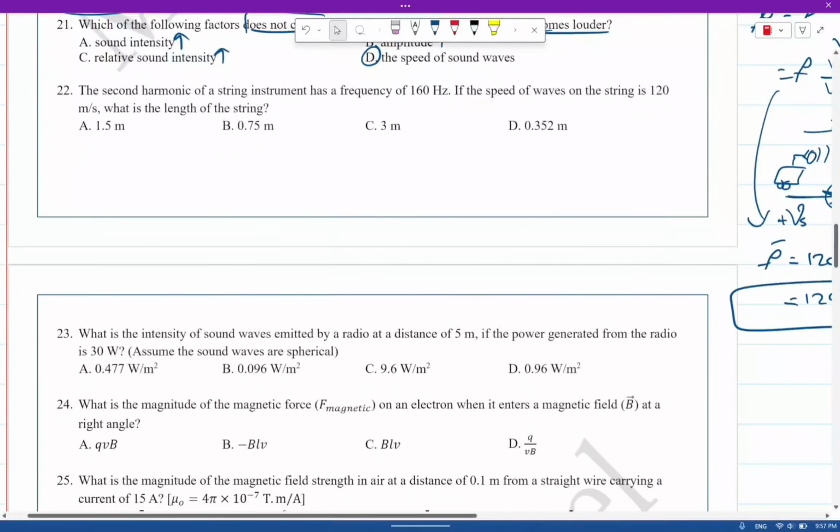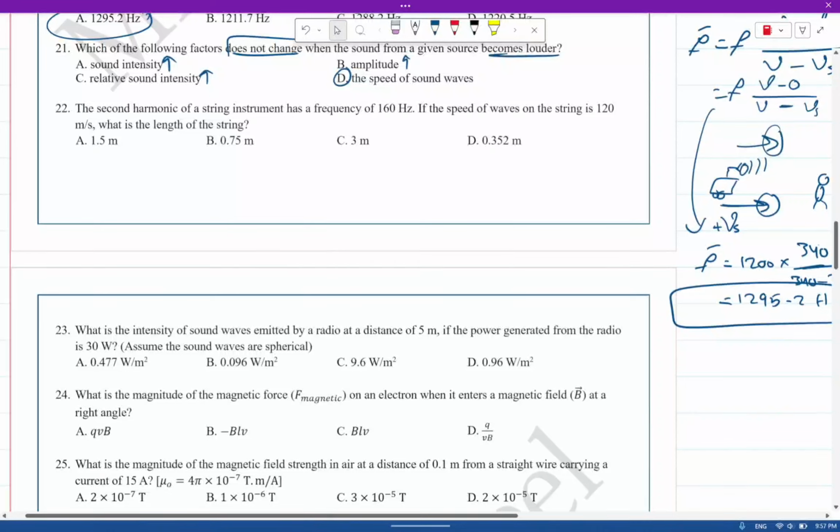Okay, question 22 says, the second harmonic of a string instrument has a frequency of 160 Hz. If the speed of waves on the string is 120 meters per second, what is the length of the string here? So remember, we have a string instrument. So the equation for that says second harmonic, don't forget. So this is in the harmonic series for a string here. So the second harmonic is equal to n velocity over 2 times the length. Remember, for a string and for a pipe that is open at both ends, it is 2L. If it is a pipe that is open at one end, it would have been 4L here. But since it is a string, it is 2L.